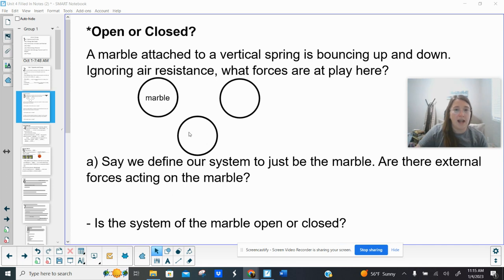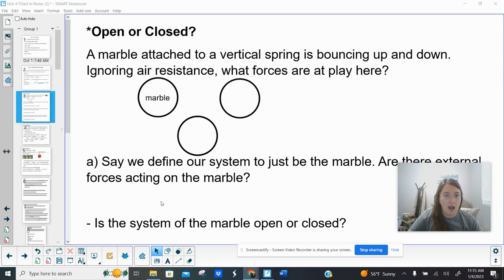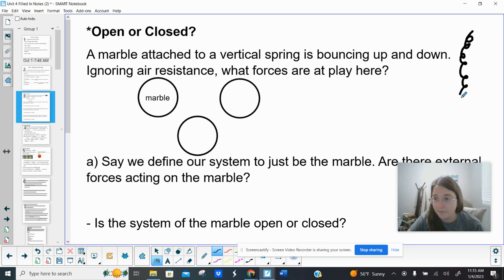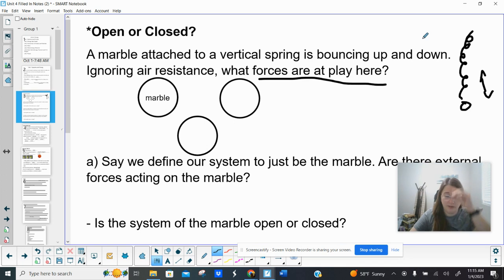So the marble is attached to a vertical spring, bouncing up and down. Vertical means it's hanging up and down. I had a marble on the end of the spring, I let it go, and it goes up and down. Here's my spring, and there's the marble. So ignoring air resistance, because we almost always ignore air resistance, what forces are at play here? Well, the marble can exert forces, right? The marble pulls down on the spring.